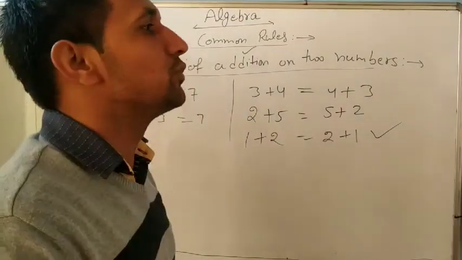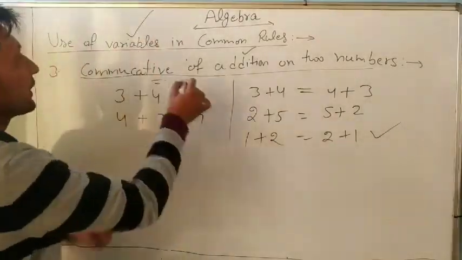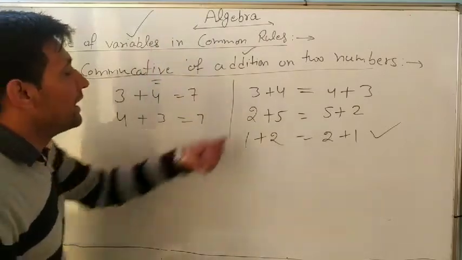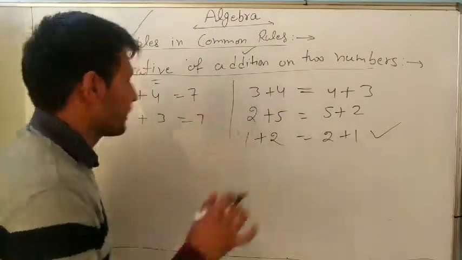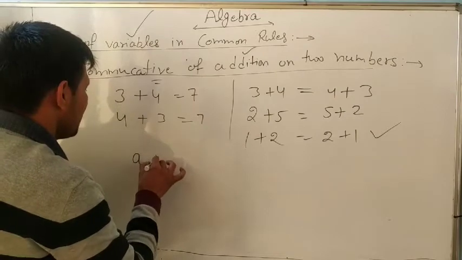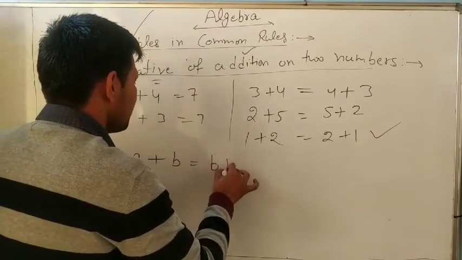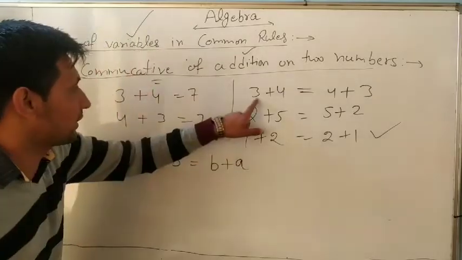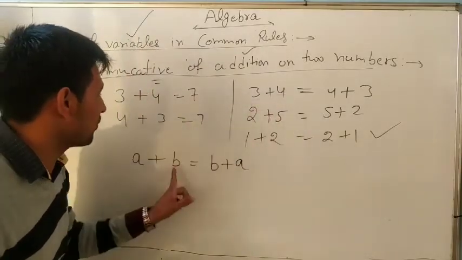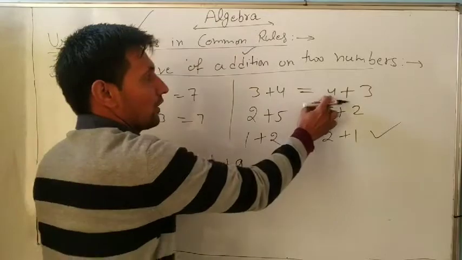In the same way, we will use the commutative property with variables. Variable means the first number can be any number. Suppose A is a number, and the second is B. A plus B equals B plus A. Like this: A is 3, B is 4. Now B is first, B is 4, and then 3.